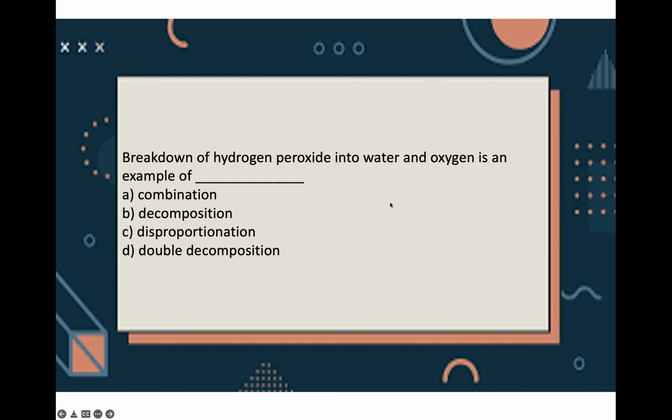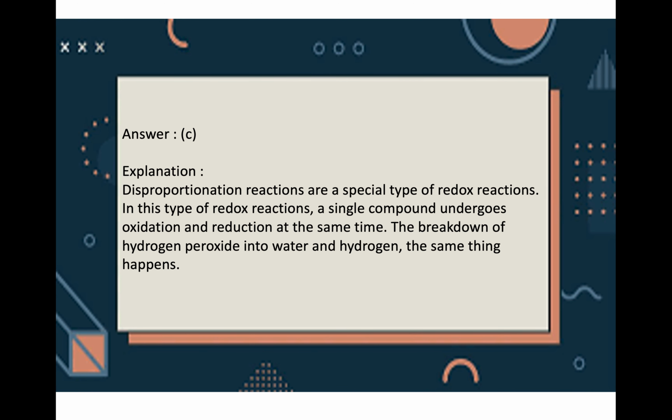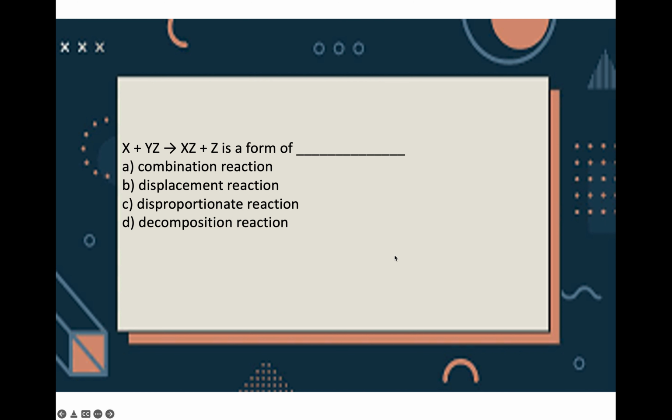Okay, now the breakdown of hydrogen peroxide into water and oxygen is an example of combination, decomposition, disproportionation or double decomposition. Answer is option C, disproportionation. Why? Because this type of reaction is a special type of redox reaction. Here a single compound undergoes oxidation and reduction simultaneously at the same time. So in the breakdown of hydrogen peroxide into water and oxygen, the same thing happens.